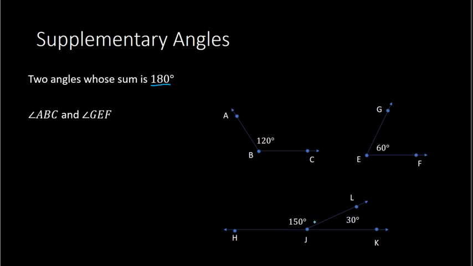Here's another picture. We have two angles. One is 150, the other is 30. Notice again, these would add to be 180. So this angle HJL right here and angle LJK right here, those two angles are supplementary.